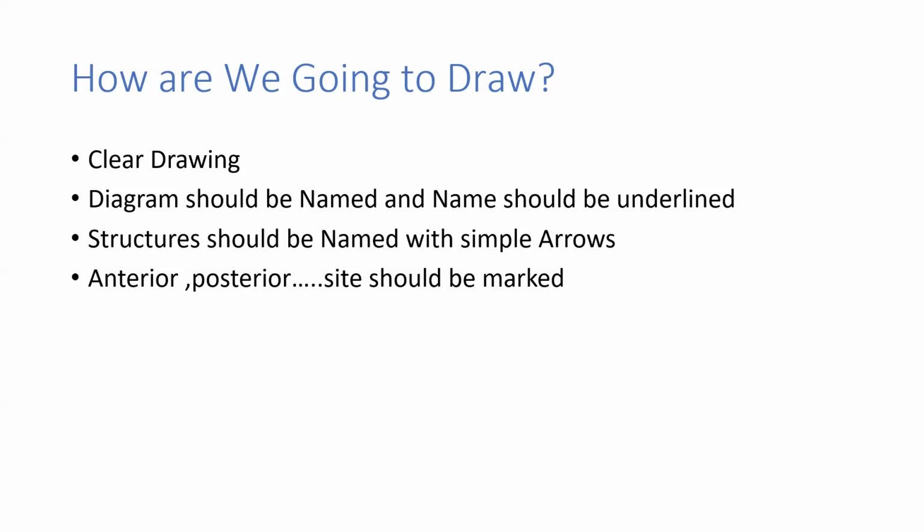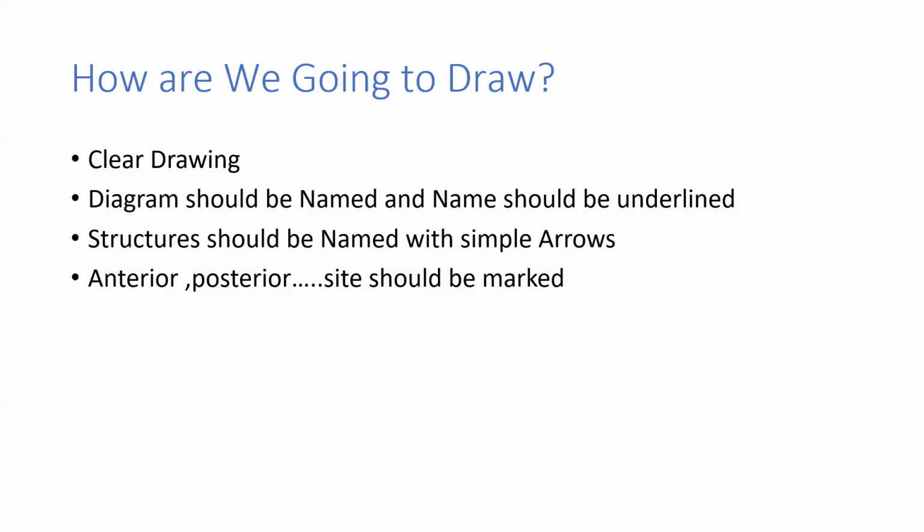Like this is a transverse, otherwise cross section of the mid arm, and another thing is it should be underlined. Okay, you have to underline it, like it's your topic. And the structures within your drawing should be named with simple arrows. Then another most important thing is you have to mark the side. So which is the anterior side, which is the posterior side, and also what is the superior one, what is the inferior one. So like that you have to mark.